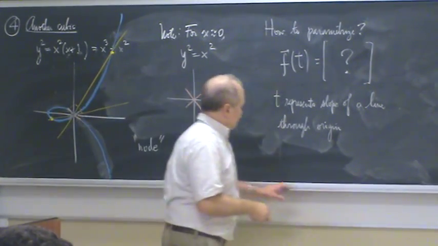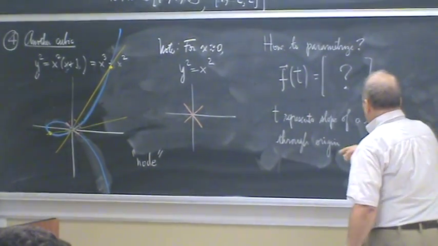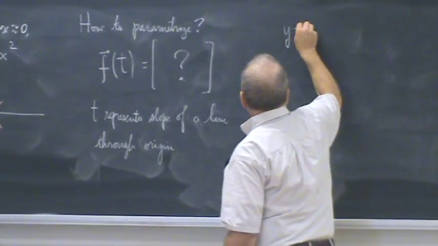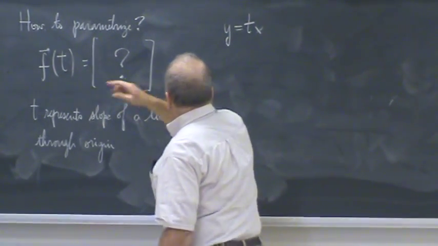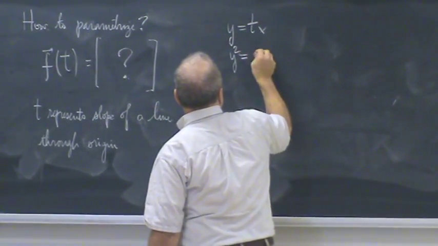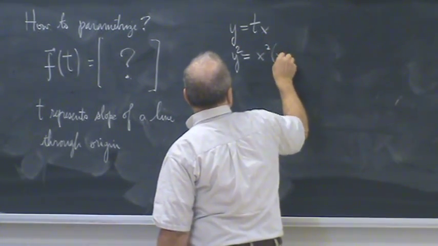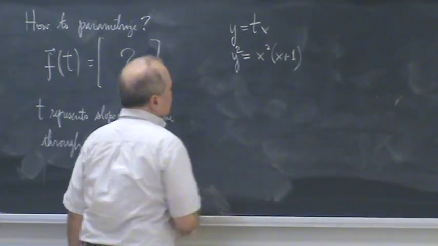So let's just do it. How do you write the line with slope t? Y equals tx. Let's take this equation and substitute in y equals tx.